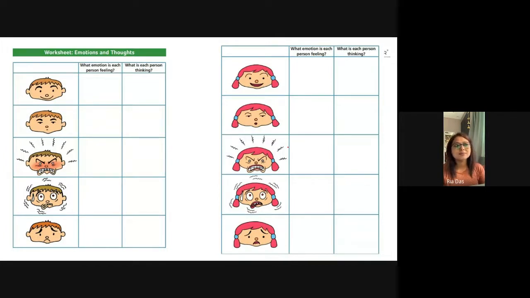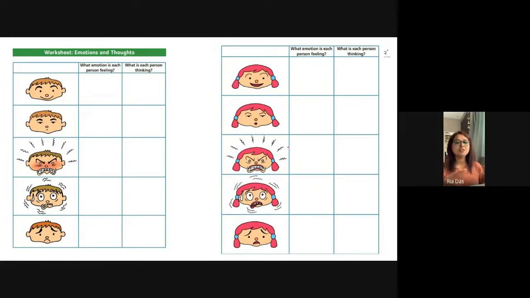Okay, the next one. Disinterested, bored, confused. All right. The next one. Angry. Okay. The fourth one. Scared, nervous. And the last one. Sad. Okay, so we all know what our emotions are, how we look when we are facing these emotions.